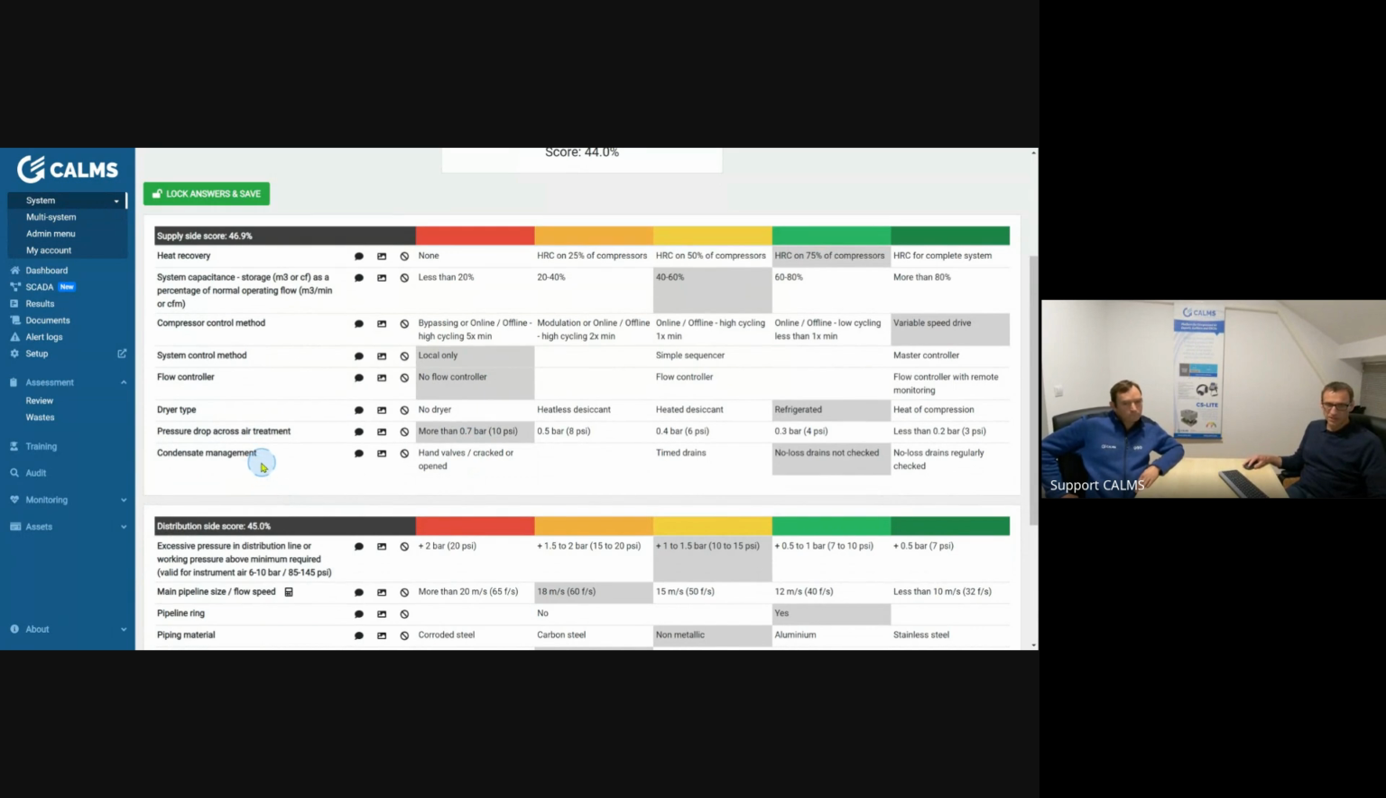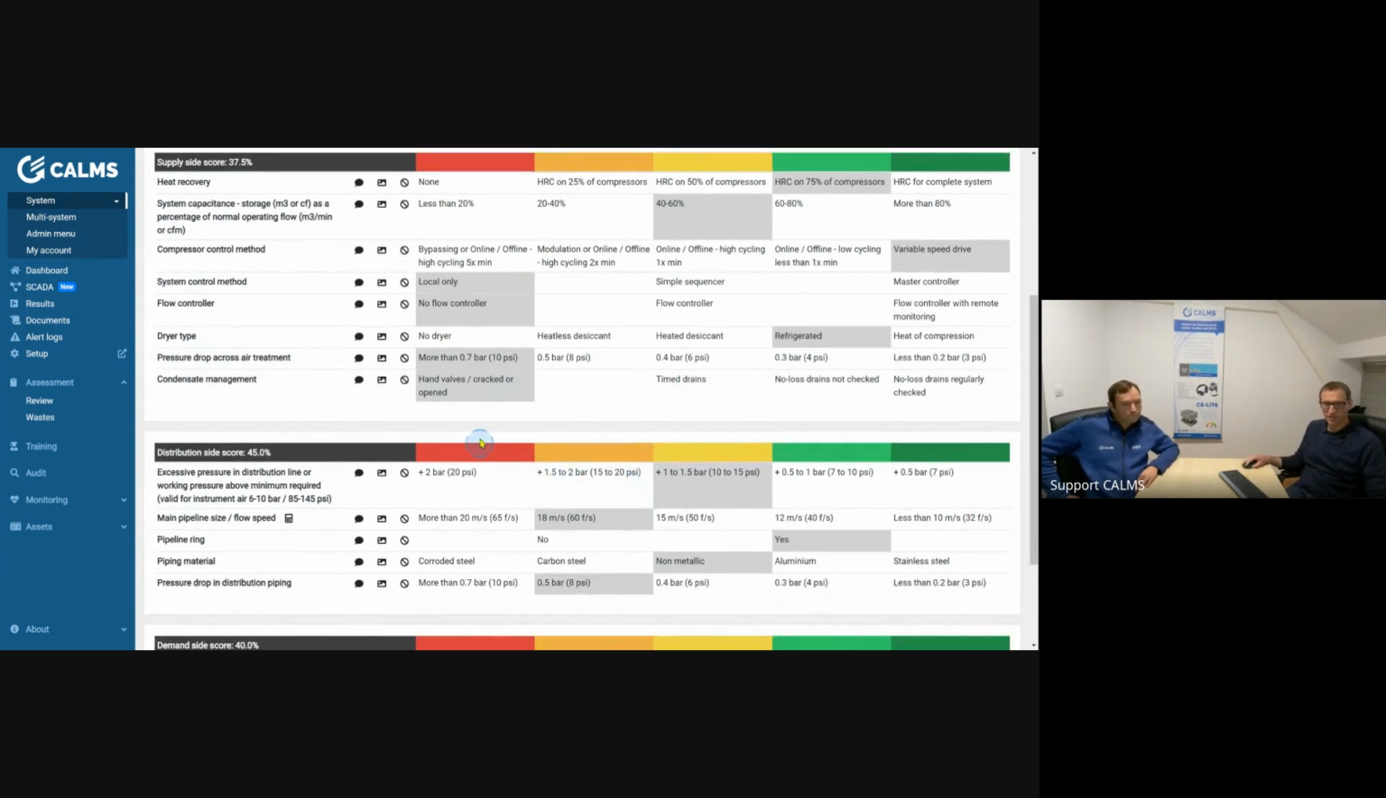Okay. The condensate management: you don't have the low loss drains. You have these hand valves, and the one on the receiver was cracked, so we needed to use some force to open it, and it was full of water. Right. I do have some of these low loss drains, but I don't think all of them are working. Okay, that's something that we can check during further investigation. But what we saw during the first visit, okay, that's the way I see it.